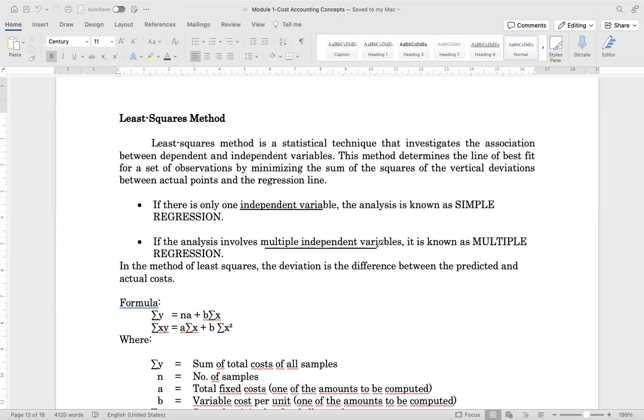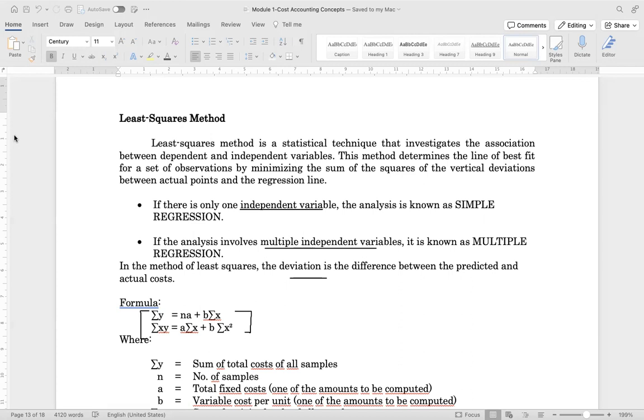In the method of least square, the deviation is the difference between the predicted and actual cost, and you have to apply this formula. Okay? Summation of y is equal to Na plus b summation of x. Summation of xy is equal to a summation of x plus b summation of x squared. So take note of that.